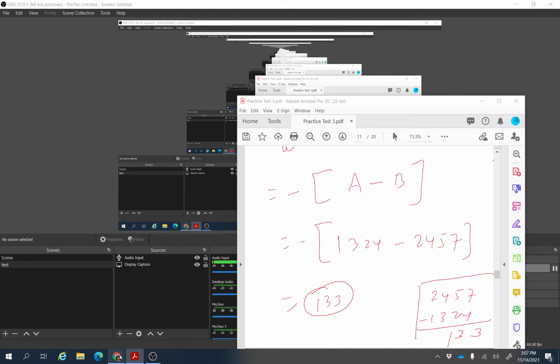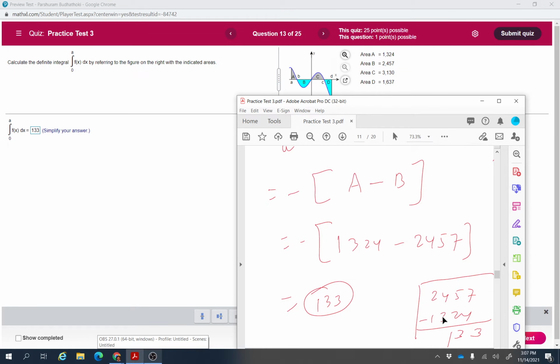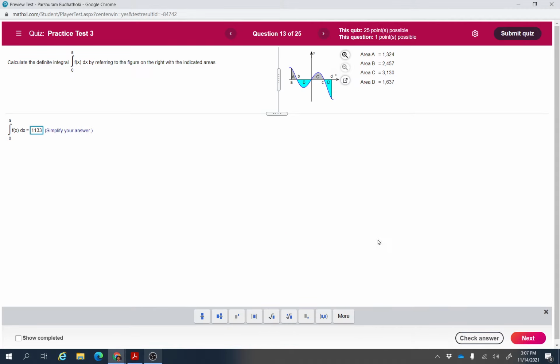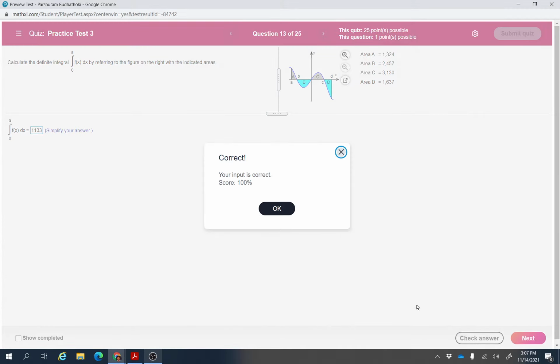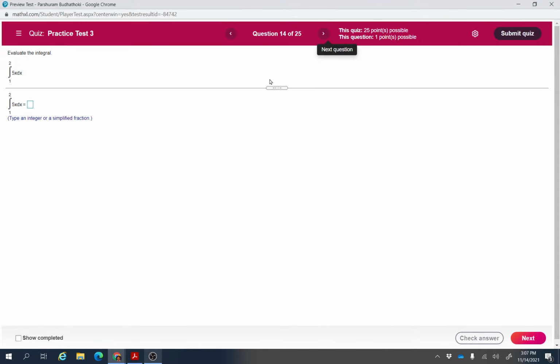Okay, my bad. I found the error here. While I subtracted 2457 minus 1324, I missed the one here, so it would be 1113. That's the right answer. Okay, let's go to the next problem.